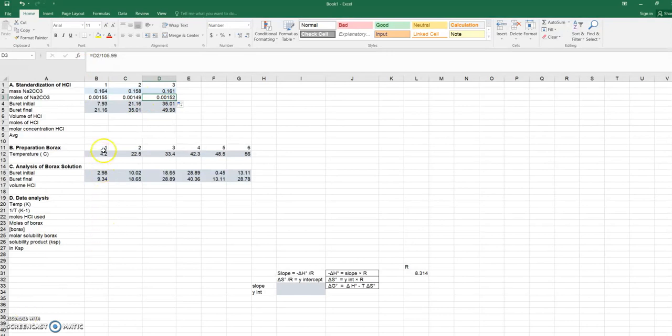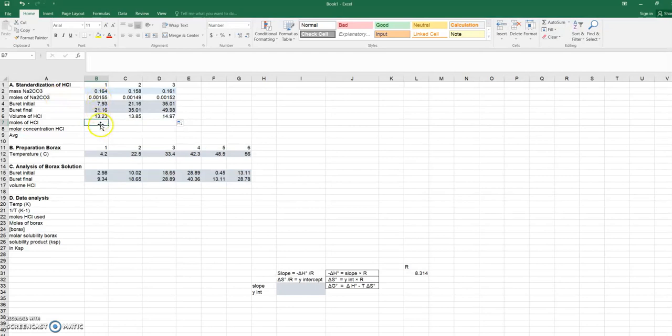And then the next thing you can do is have it calculate your volume. So again, just push the equals button. You're going to select this minus the value above it and hit enter, and that will calculate your volume. And again, you can copy and paste each of the cells or just drag it across, and it will calculate it for you.